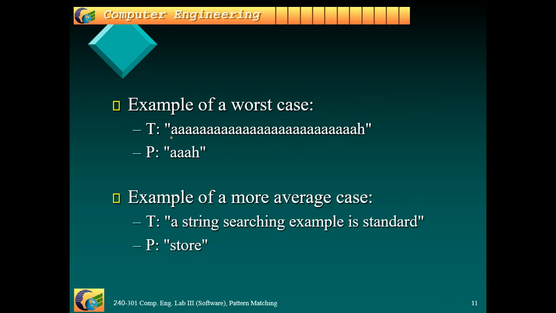Example of a worst case. For example, you have a text where all characters are a, and only the last is h. Now you want to search for just a pattern of a's, so you start with the first character position of the text, compared with the first character of the pattern. There is a match, a match, a match, then a mismatch. When there is a mismatch, you just advance and compare again from here.